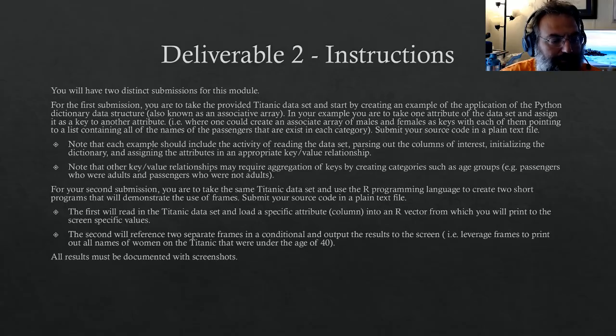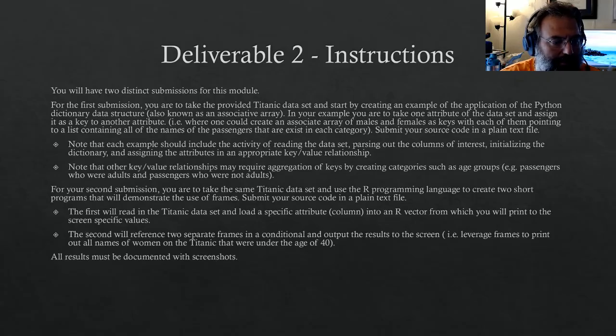Okay, on your second assignment, you take the Titanic data set and use R to create 2 short programs that will demonstrate the use of data frames, right? Submit the source code. For both of these, I need source code in plain text. All that means is give me the .py or the IPYNB or whatever it is for the Python notebook, or the .R, right? So I need both of the source code as well.